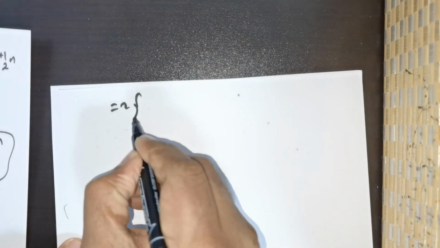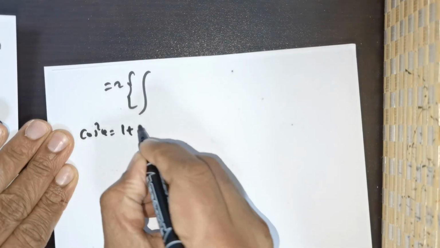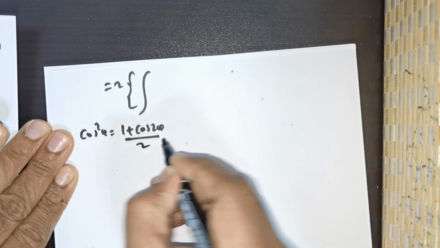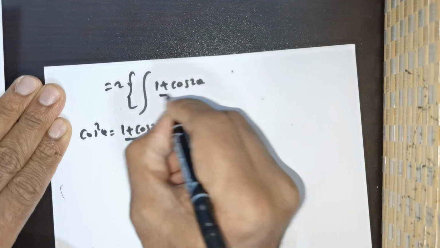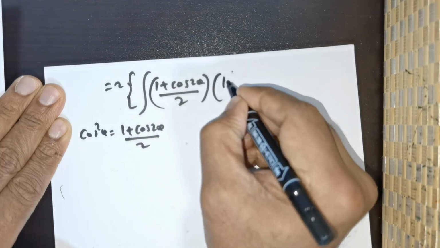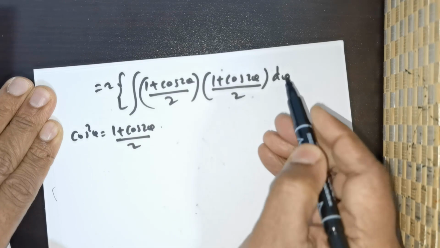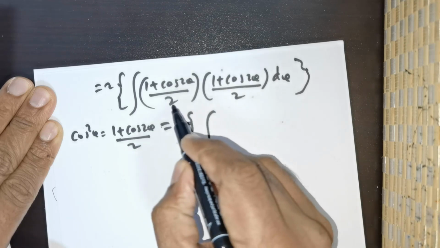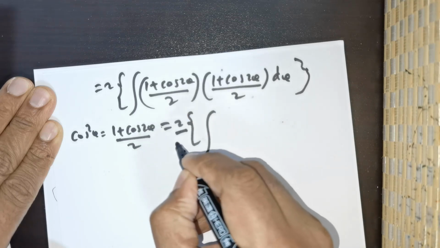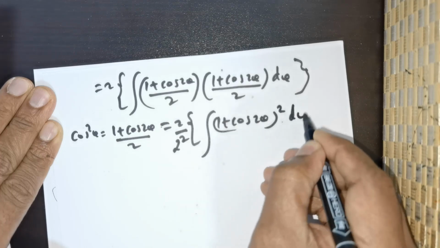So this is equal to 2 times the integral. Now cos squared theta is (1 plus cos 2 theta) divided by 2. So this is (1 plus cos 2 theta) divided by 2, multiplied with (1 plus cos 2 theta) divided by 2, d theta. Now this is equal to 2 times the integral; this is 2 squared, so I place 2 squared here, and this is going to be (1 plus cos 2 theta) raised to the power of 2 times d theta.